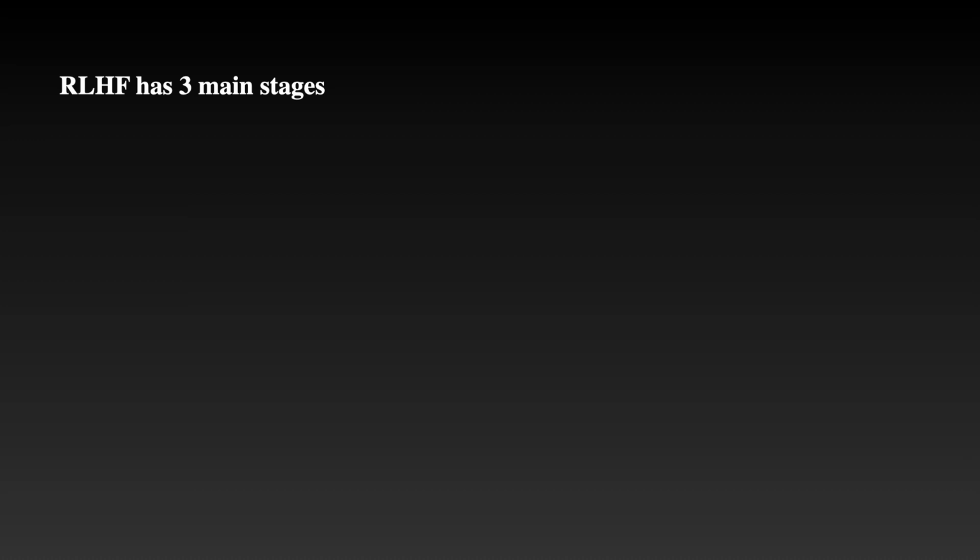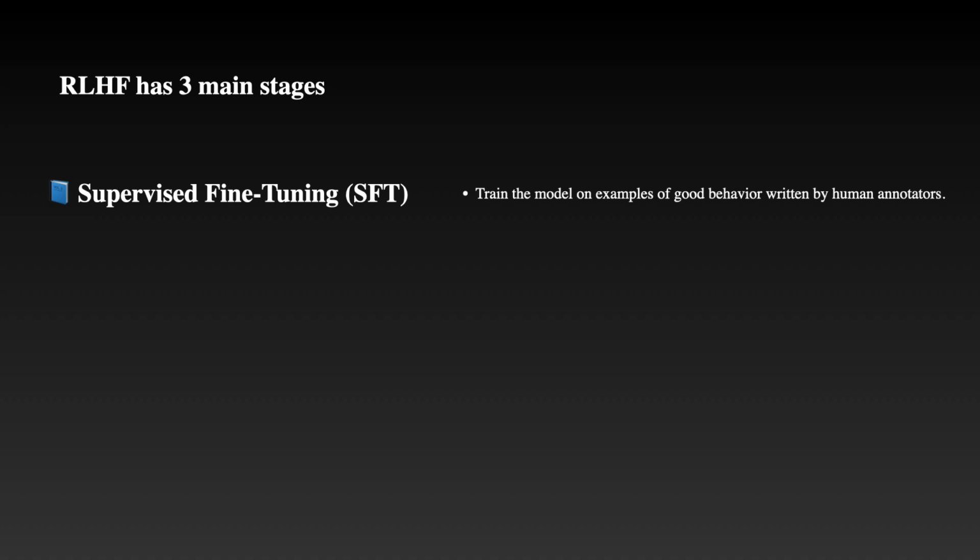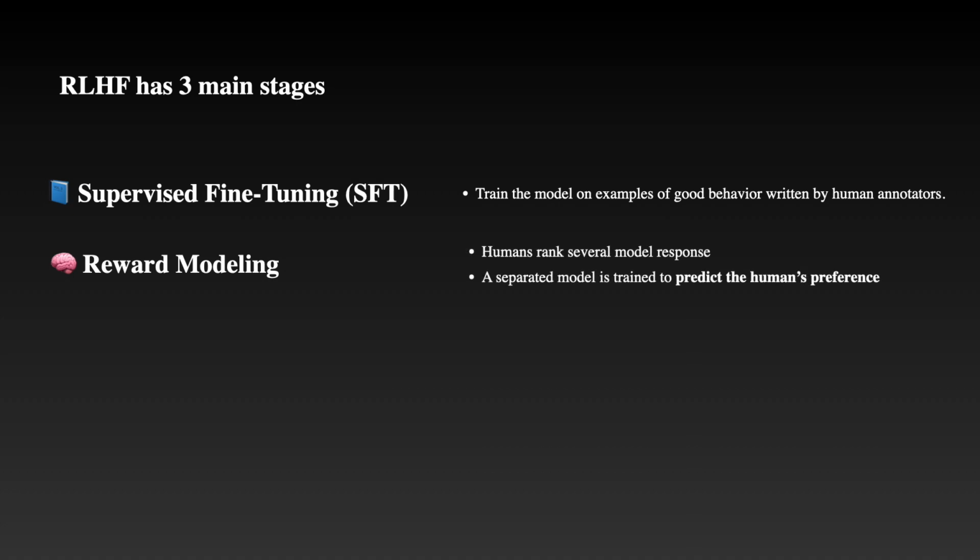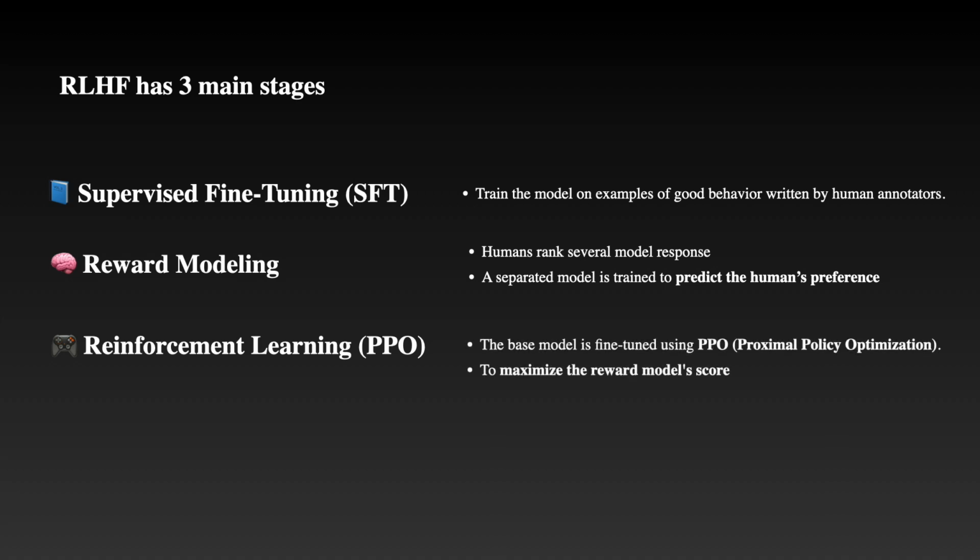RLHF has three main stages. 1. Supervised fine-tuning, SFT. Train the model on examples of good behavior written by human annotators. This gives the model a head start in following instructions. 2. Reward modeling. Humans rank several model responses to a prompt. For example, good versus bad. A separate model is trained to predict the human's preference. It learns to score outputs. This is the reward model. 3. Reinforcement learning, PPO. The base model is fine-tuned using PPO, proximal policy optimization. The goal is to maximize the reward model's score, meaning respond in ways humans prefer.